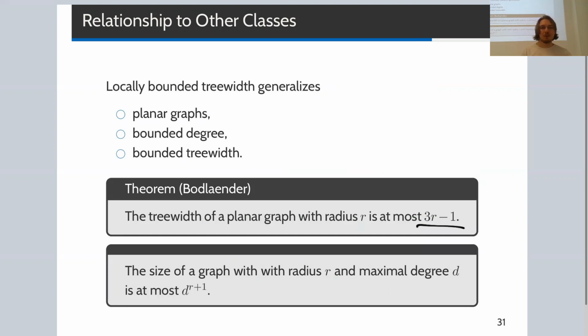Similarly, for bounded degree graphs, the r neighborhoods have size at most d to the r plus 1. So in particular, also their tree width is bounded by d to the r plus 1, because the tree width cannot be larger than the size of the graph. So this is very nice.